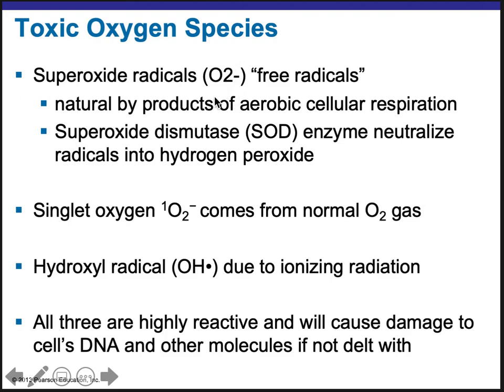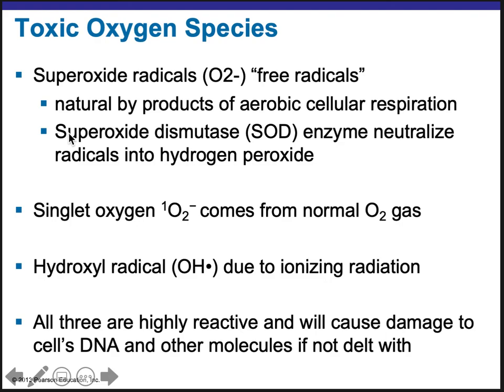It looks like maybe some of my formatting didn't save, unfortunately, so you'll just have to correct that in your notes. Okay, so superoxide radicals are another type of free radical. This is a natural byproduct of aerobic cellular respiration. And you saw this at the end of the electron transport chain, right?